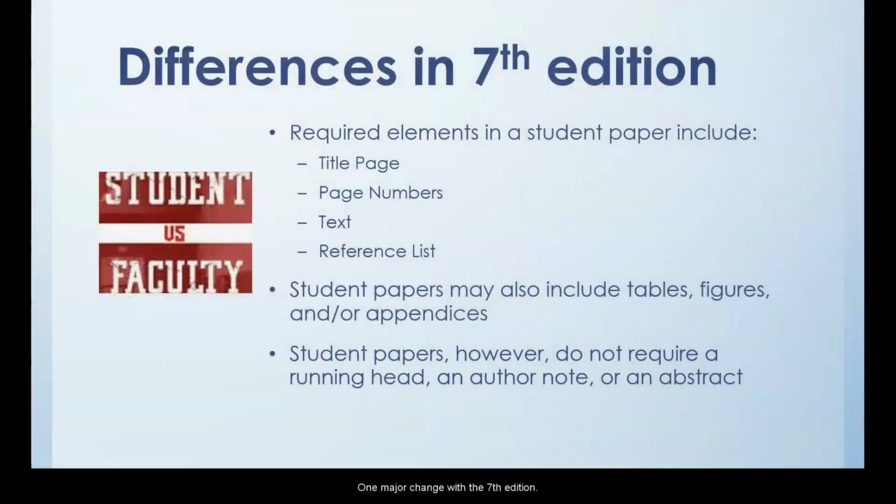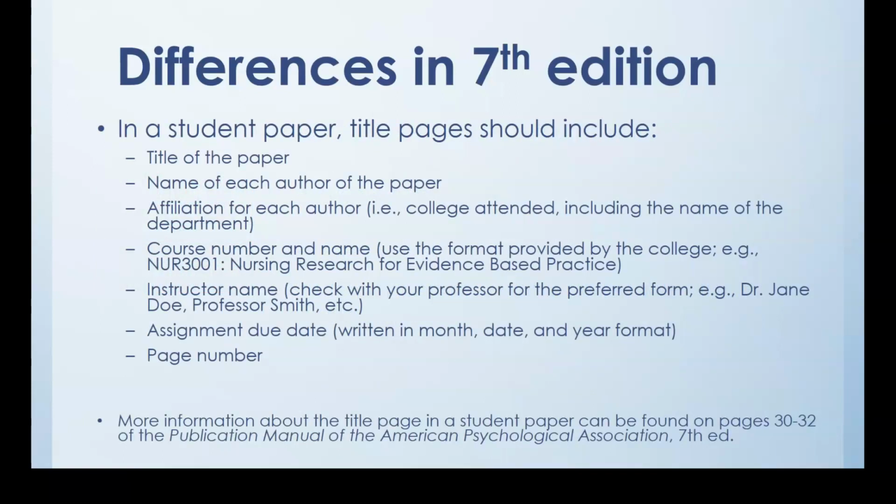One major change with the 7th edition involves specific style formats for student papers, as opposed to faculty or professional papers to be submitted for publication. Student papers no longer require a running head, an author note, or an abstract. The title page of a student paper should include the title of the paper, the name of each author of the paper, the affiliation for each author, the course number and name, the instructor name, the assignment due date, and the page number.